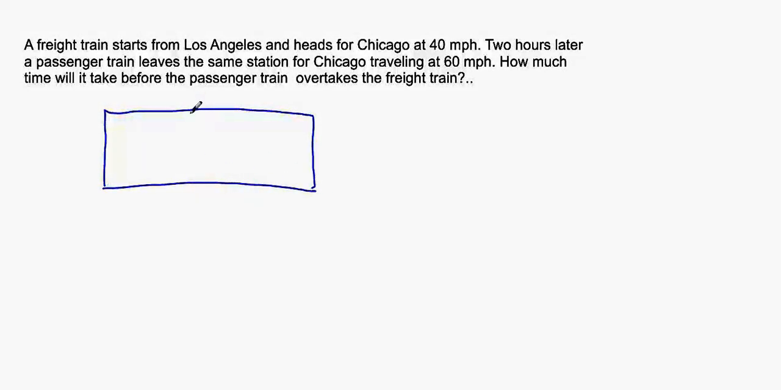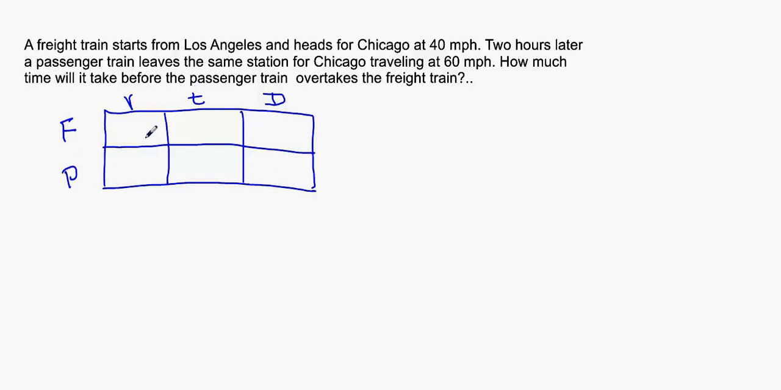Okay, this one you really have to be careful, because you have to make a nice chart, because they don't leave at the same time. They have different times now. So let's do our table. It always helps to make a table. Rate, time, distance, and we're going to call this the freight train, and then this will be the passenger train.